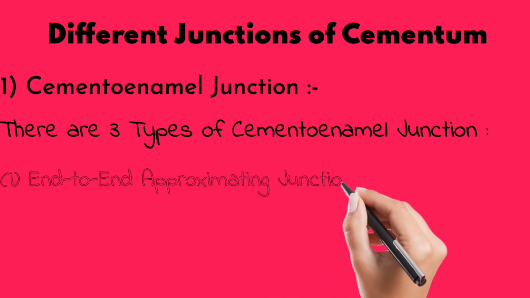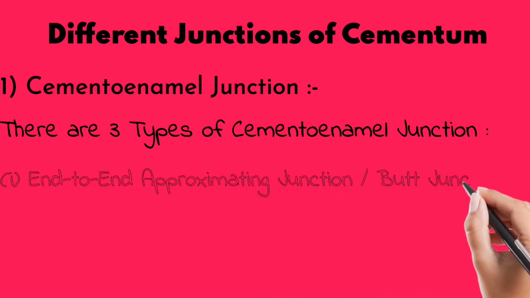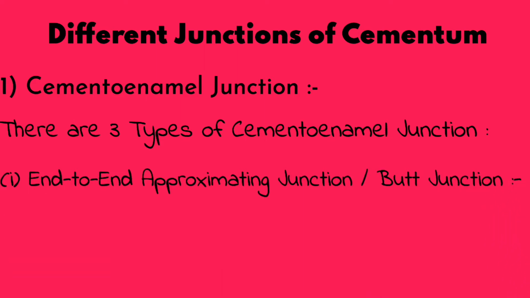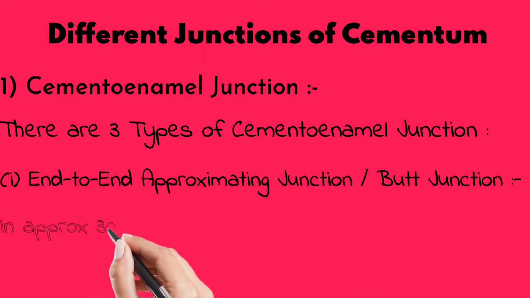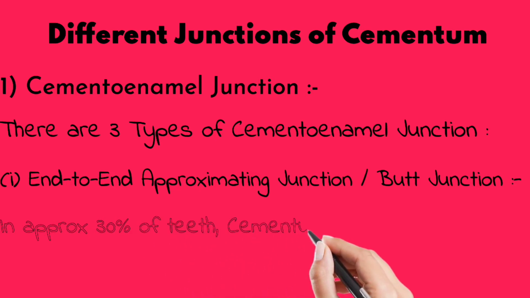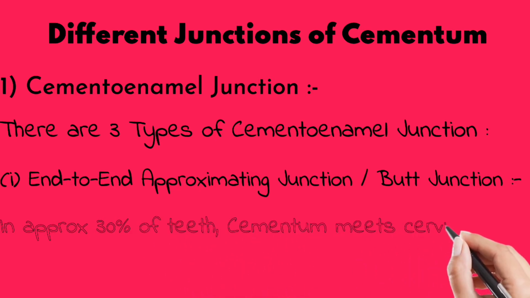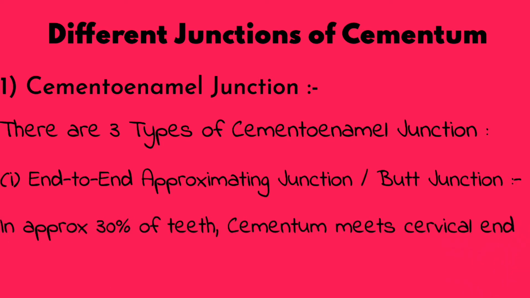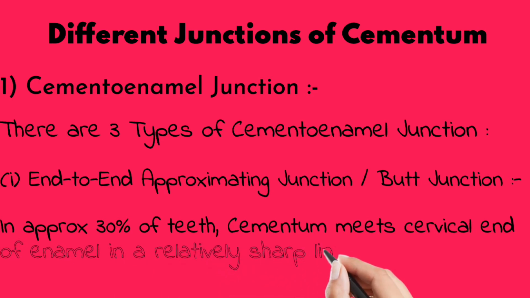These cemento-enamel junctions can be of three types. First is the end-to-end approximating junction, or the butt junction. Next, we have the cementum overlapping the enamel junction, or the overlapping junction. And third, we have the absence of connection between the enamel and the cementum, that is the gap junction. First, we will read the end-to-end approximating junction.